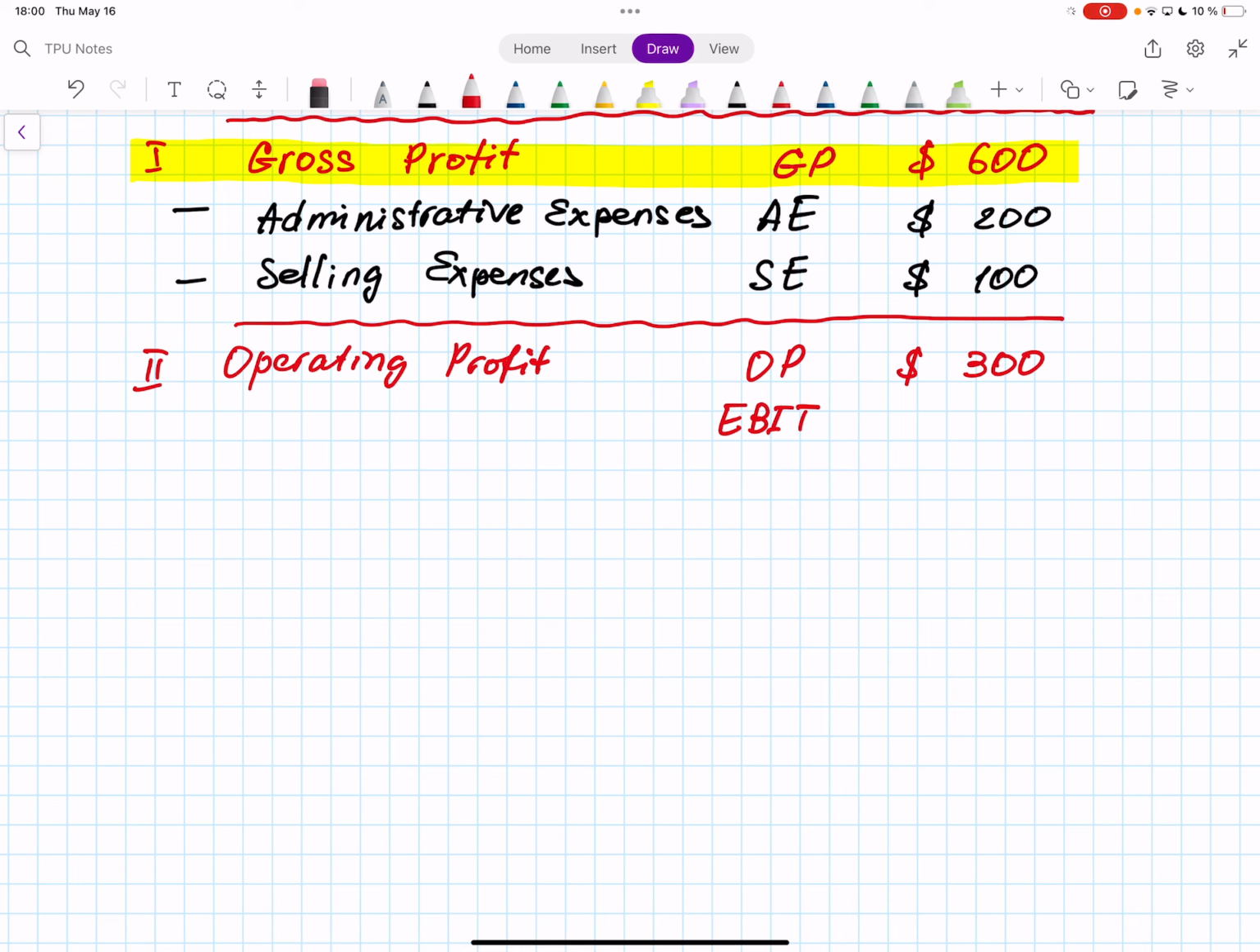EBIT is earnings before interest and taxes. Ну-ка, расшифруйте. Earnings before interest and taxes. Прибыль до начета налогов, interest. И процентов. Вот. Это по-русски. Это прибыль до уплаты налогов и процентов.